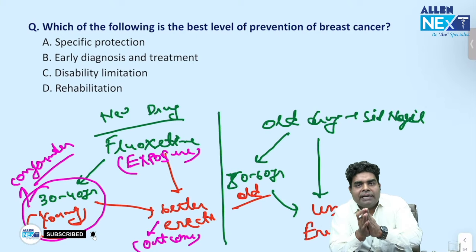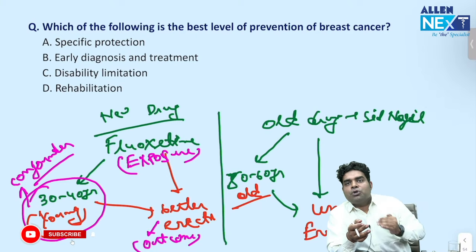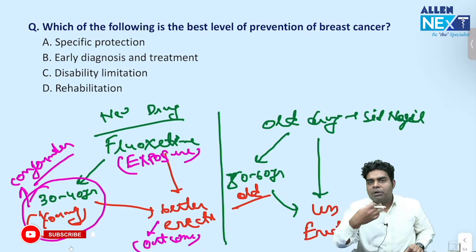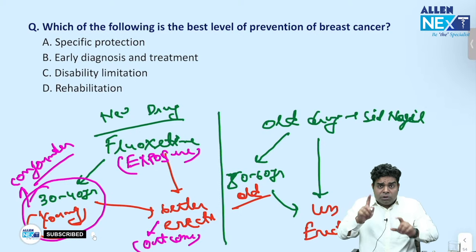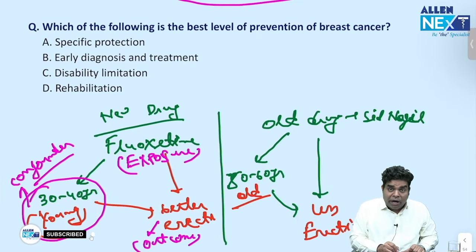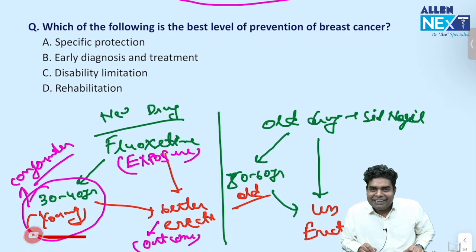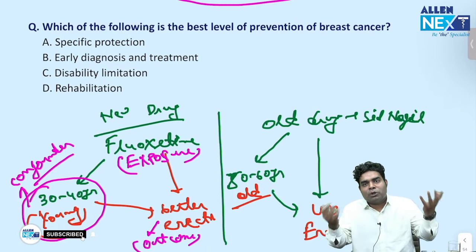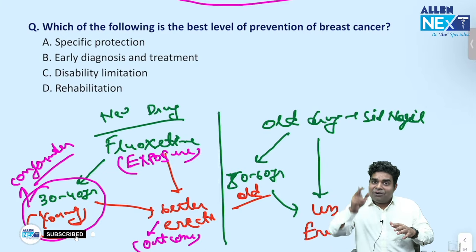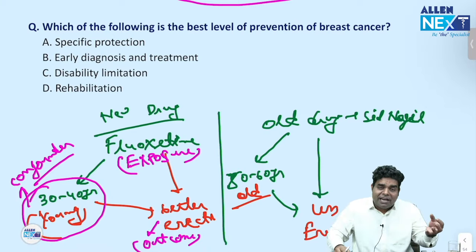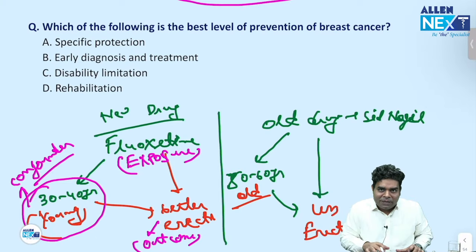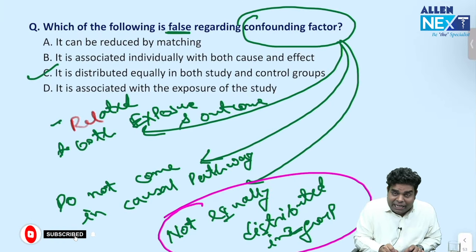Causal pathway mein nahi aa raha hai, iska matlab ki uske bina bhi same cheez hoga. Fluoxetine se erection time to badhega hi. It is not coming in causal pathway means even without it the same thing will happen. Now, the third point which I said, not equally distributed in two groups. You can see, one group is young, one group is old. It is not equal. If young and young are in both groups, then there will be no effect of confounder. Problem will arise or confounding will be there only if one group is young, one group is old. So it is never equal, it is unequally distributed in the two groups. That's why equal one is wrong, unequal is correct.